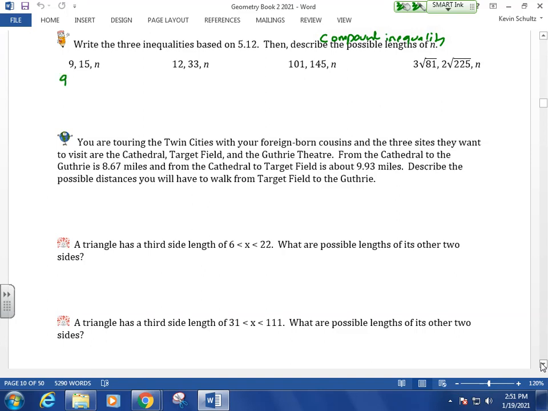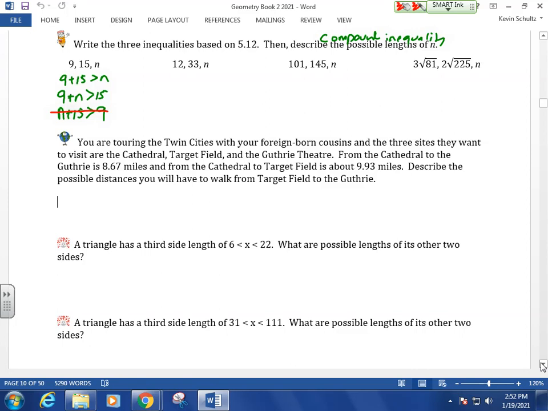Well, we know that 9 plus 15 has to be greater than n. We know that 9 plus n has to be greater than 15. And we know that, what's our third one here? N plus 15 has to be greater than 9. One of those we can eliminate because, again, that third one, 15 already being greater than 9, doesn't matter what n is. If we add something to 15, which is already greater than 9, it's still going to be greater than 9. So that one's not really all that helpful.